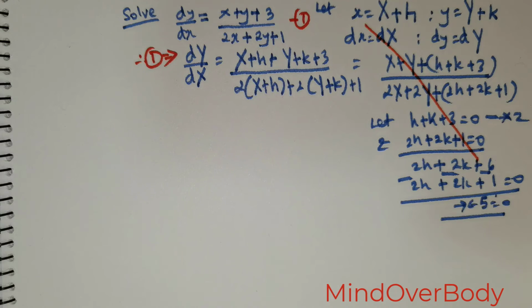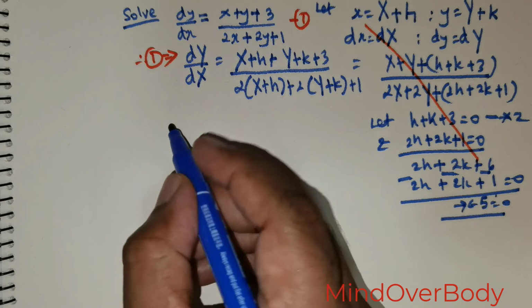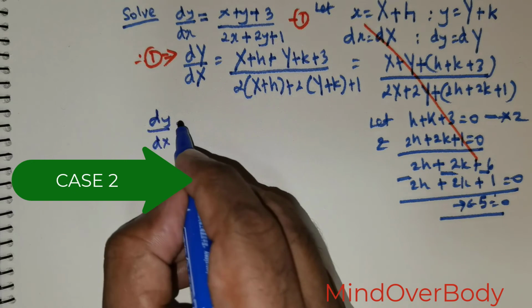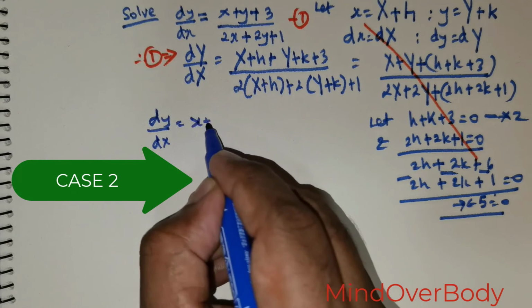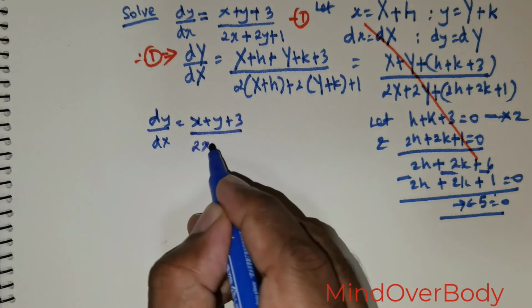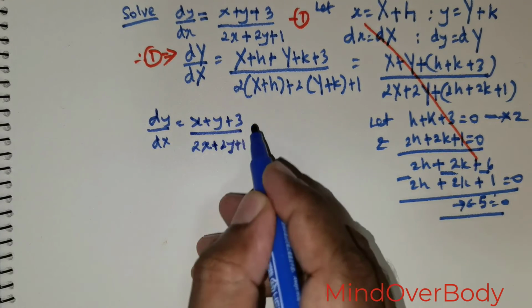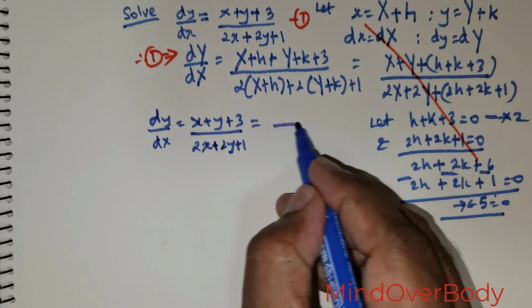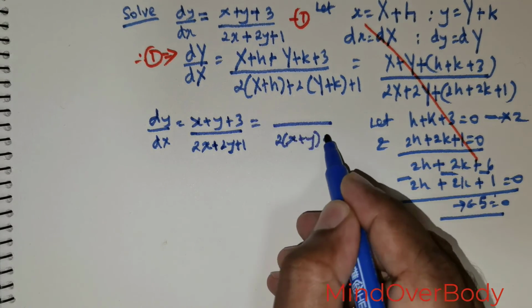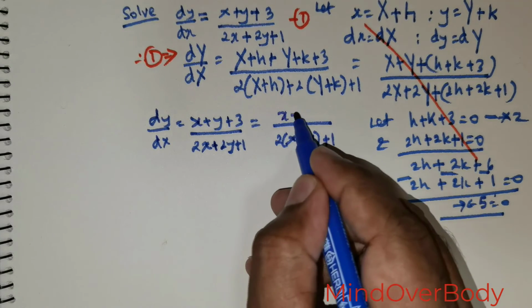So what is the technique that we need to adopt? So I'm going to show you the technique here. So we got dy over dx to be equal to (x + y + 3) divided by (2x + 2y + 1). Now I can rewrite the denominator as 2 times (x + y) + 1 and the numerator stays as it is.